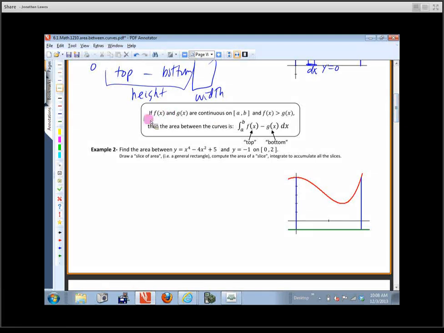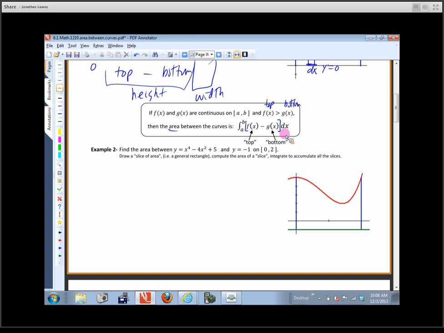So this little theorem says if f of x and g of x are continuous on this closed interval from a to b, and f of x is greater than g of x, so that's on the top, and that's on the bottom, then the area, and notice it says area, it doesn't say net area, the positive area between the curves is the definite integral from a to b, f of x minus g of x dx. And if you want to put brackets or parentheses around that, that would be fine. Again, the top minus the bottom represents the height of the rectangular slice. And this dx, again, would be the differential. That would represent the width of that little rectangular slice.